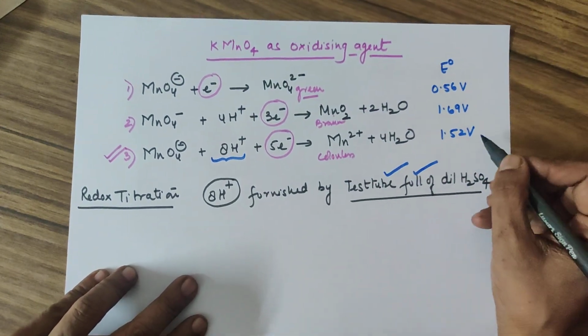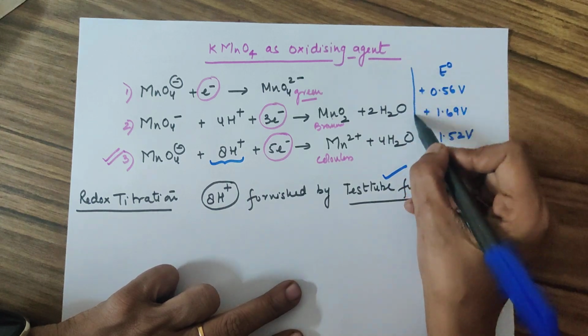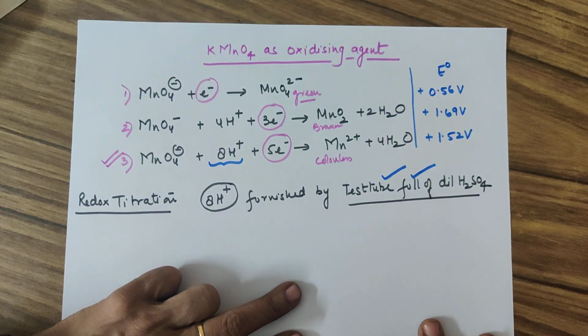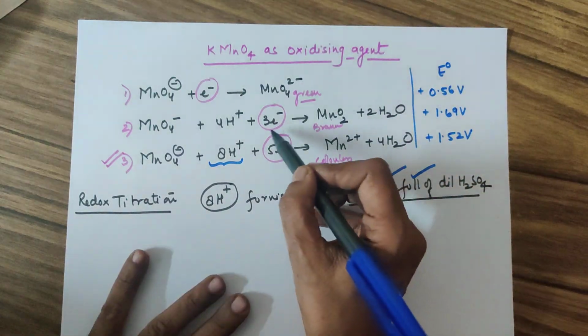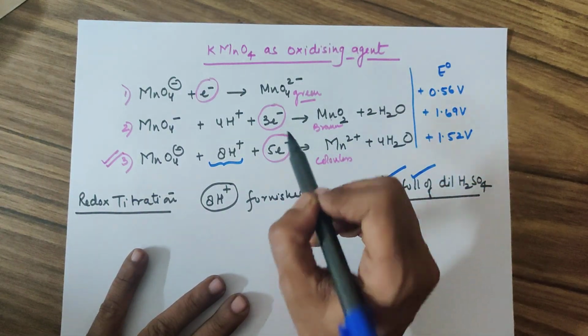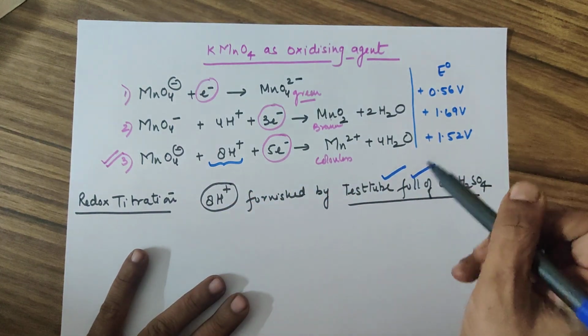In all the three, the value of E0 is positive. This means reduction is going to take place. Reduction will happen. All of them will definitely gain electrons. But you want it to gain maximum electrons. For this you require a highly acidic medium, and that's the reason you add one test tube full of dilute sulfuric acid.